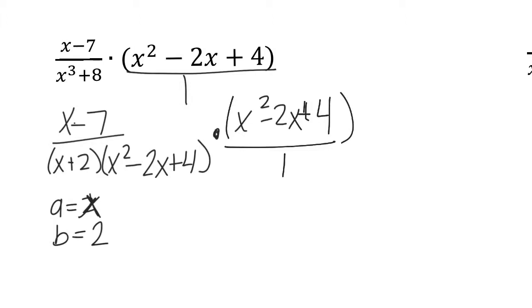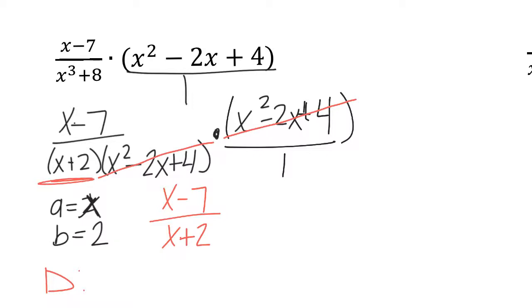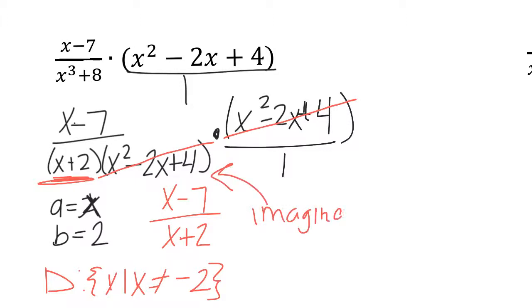And we'll simplify this. The x squared minus 2x plus 4 cancels, and I'm left with x minus 7 over x plus 2. And we can look at the domain. This is the x plus 2, so x such that x does not equal negative 2. The x squared minus 2x plus 4 gives imaginary answers, and we're working in the real number system now, so we don't need to list imaginary answers as domain restrictions.